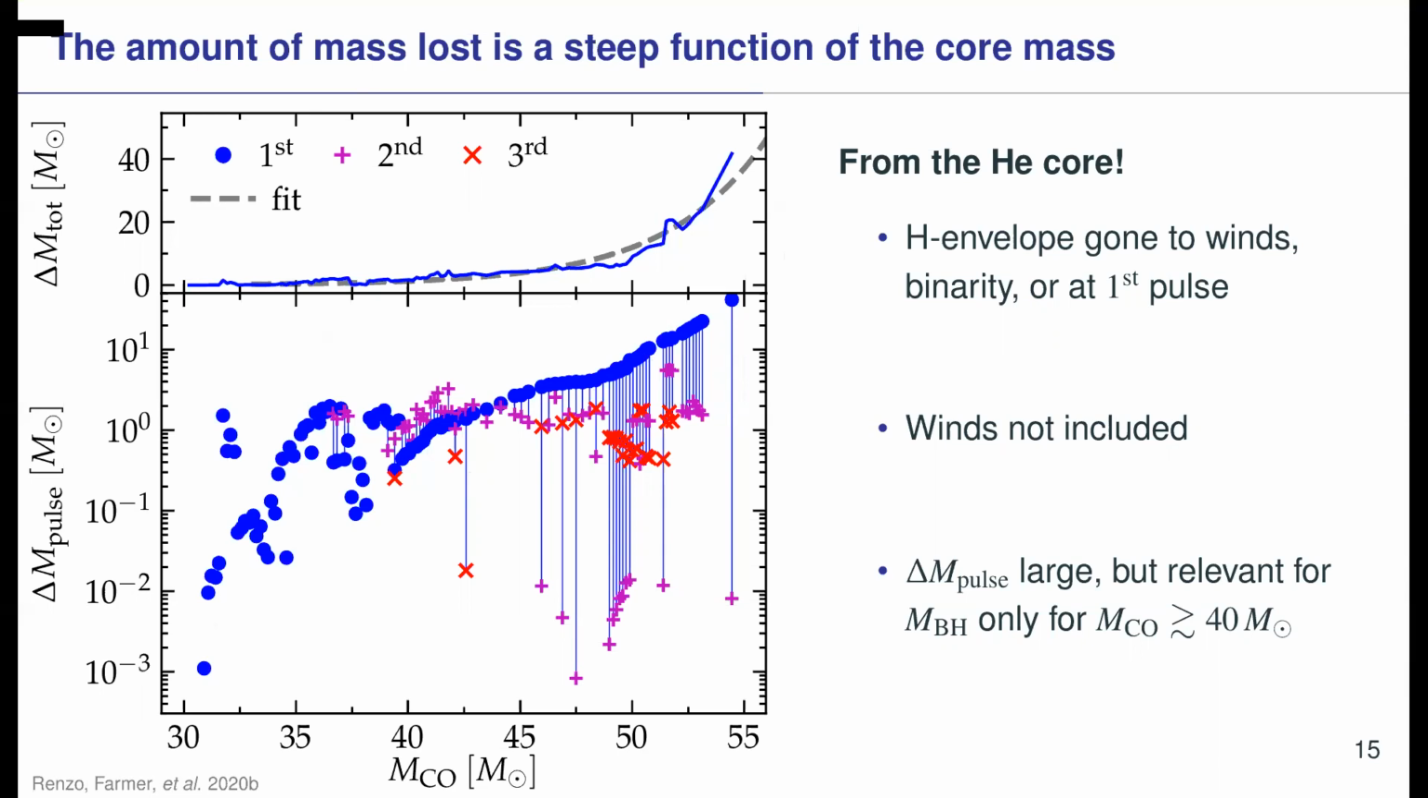And from the point of view of gravitational waves, the mass loss really becomes significant only above 40, 45 solar masses of the helium core, not because lower mass models don't pulsate, but just their pulses are too weak to remove a significant amount of mass.